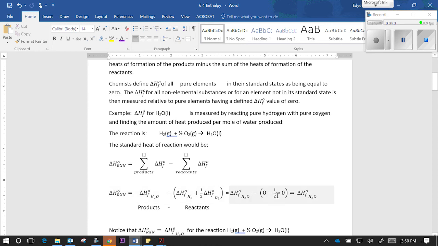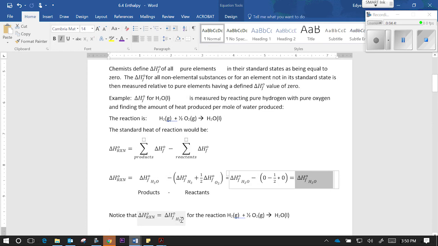So when I do the subtraction, I just get back the heat of formation of water in its standard state. So the heat of reaction for this reaction is also equal to the heat of formation of water, because the definition of heat of formation is forming a compound from its elements in their standard states. So I would run that experiment, measure the heat, and then I would publish the heat that I found per mole of water. I would publish that value in a book.